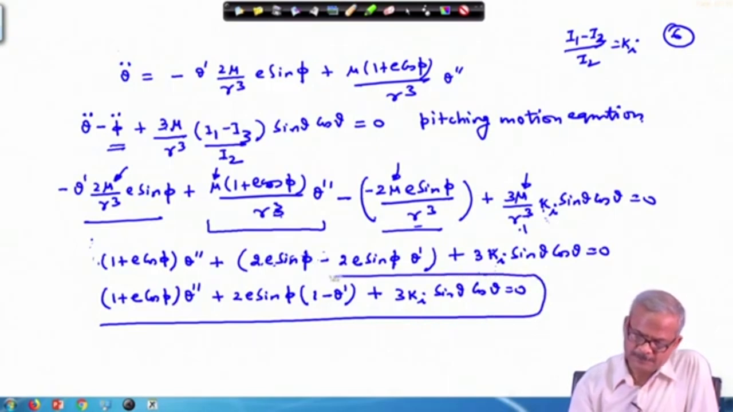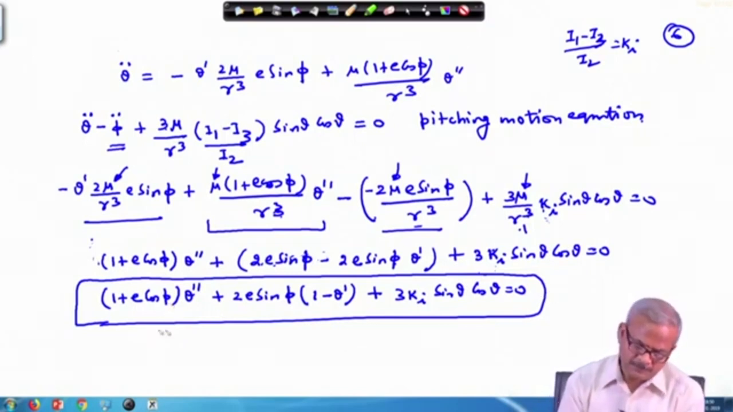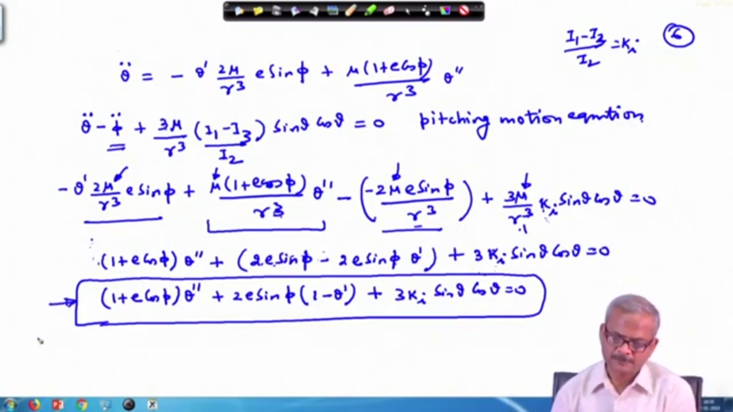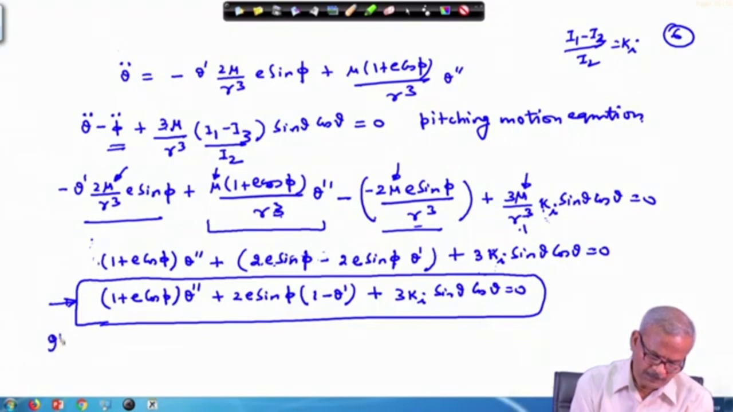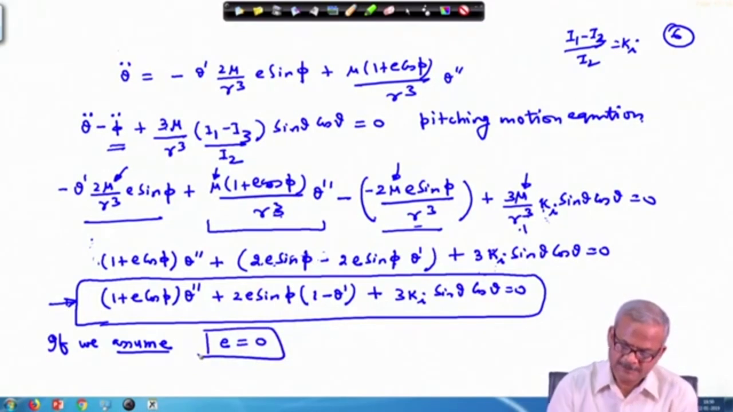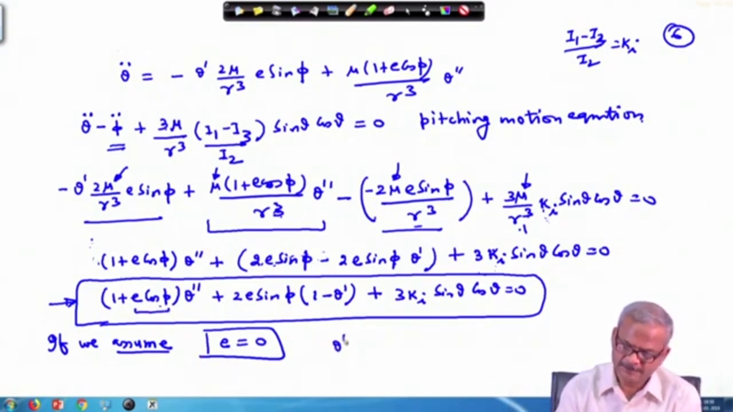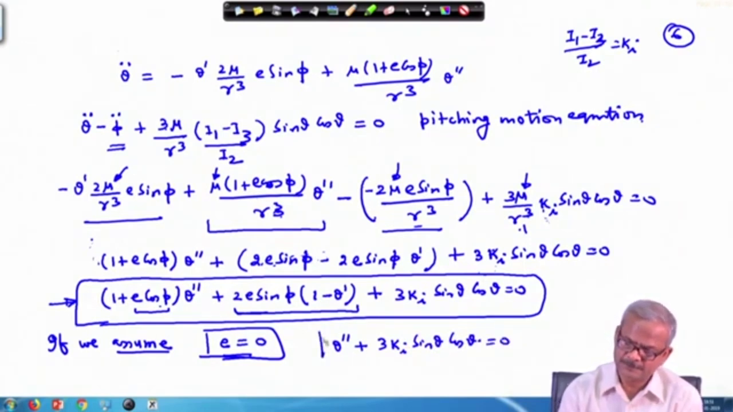As we can observe, this is a complicated equation. Now, under a simplified condition this can be solved. Okay. So, if we assume this, then this gets simplified; from this place this term will get eliminated and we get here theta double prime. Okay. This term we can get rid of and we can write this as 3 k I sin theta times cos theta equal to 0.